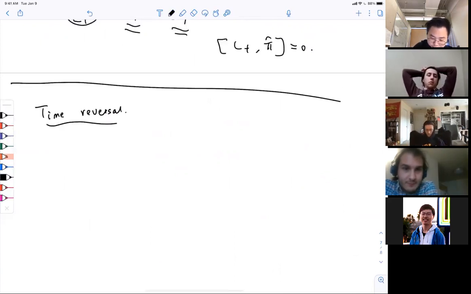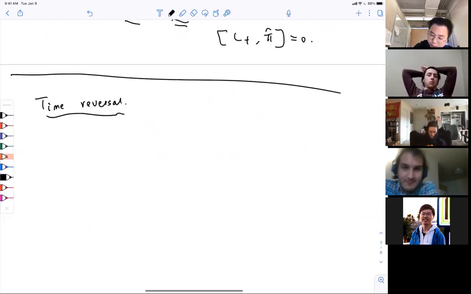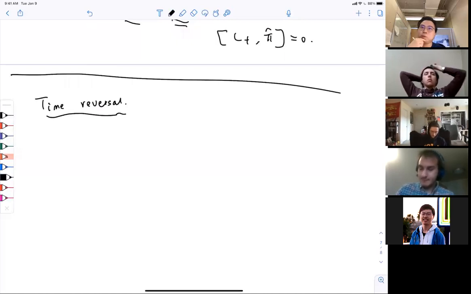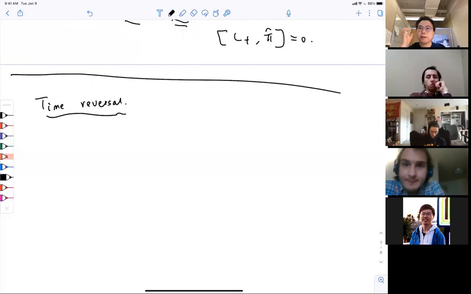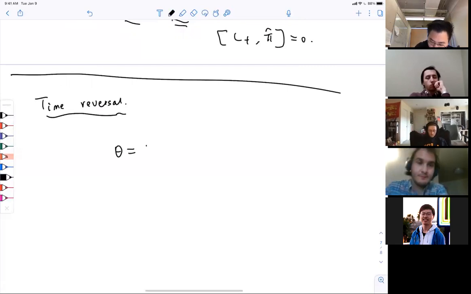Okay, so let's talk about time reversal. Time reversal is very special because it is anti-linear. I think this is the only anti-unitary operator. Because, as we discussed a long time ago, we usually realize a symmetry operation using a unitary operator acting on some Hilbert space we care about. But it turns out time reversal is quite special. It must be realized by an anti-unitary operator.